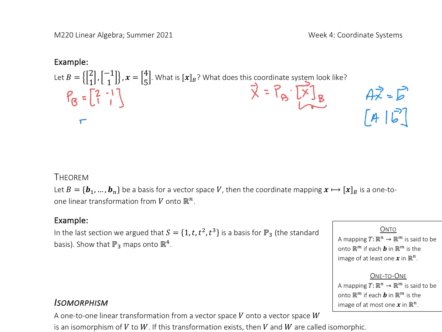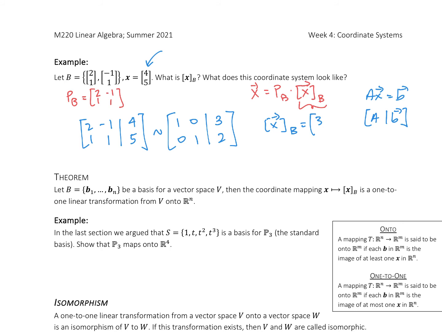So we can take our P_B matrix, our (2, 1), (-1, 1), augment it with our x vector, (4, 5), and row reduce. We're going to get down to the identity with 3 and 2. What that means is that in our new coordinate system, the point defined by the standard vector (4, 5) is now defined by the vector (3, 2). So our b coordinate of x is (3, 2).